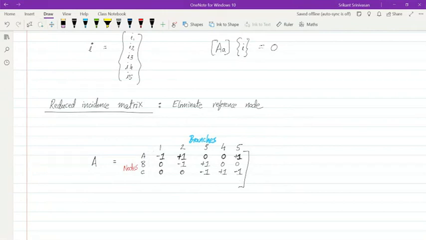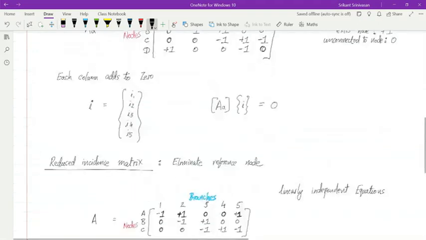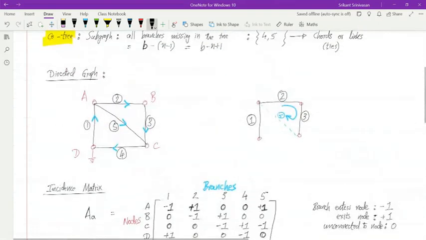Fine. And this is my reduced incidence matrix. It gives me all the linearly independent equations. Fine. See, how many unknowns do I have in my circuit?